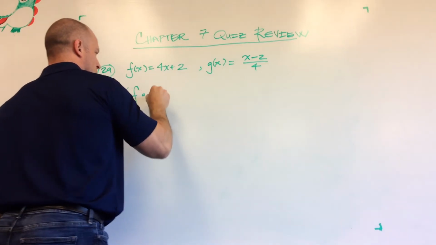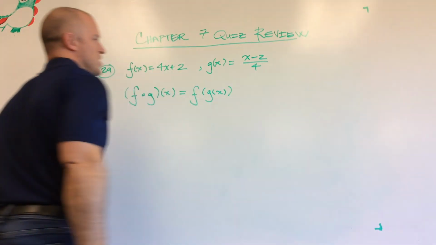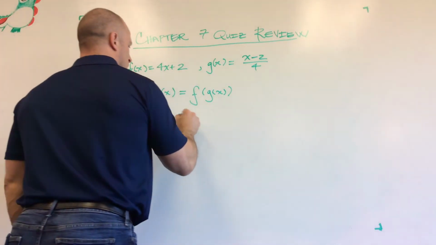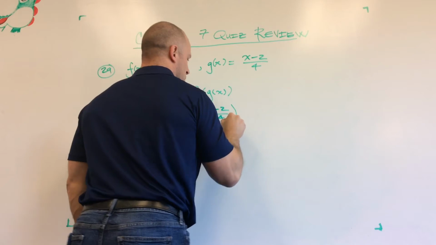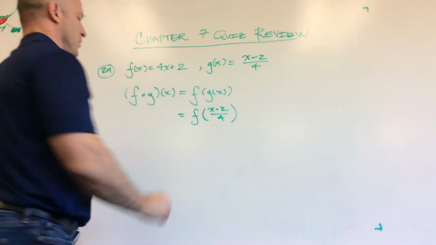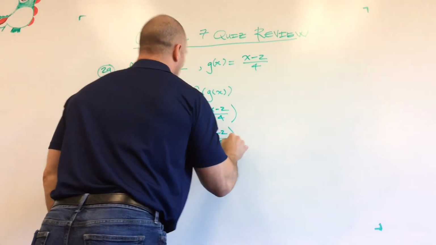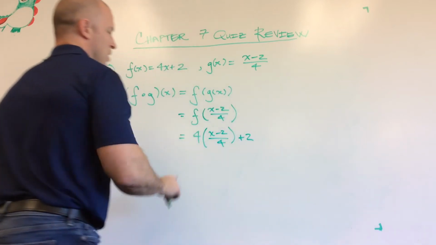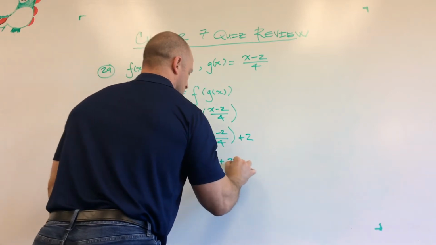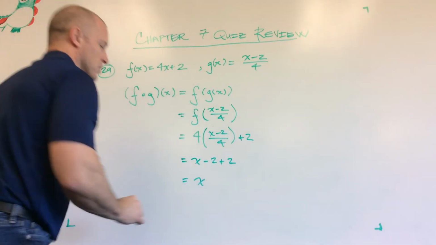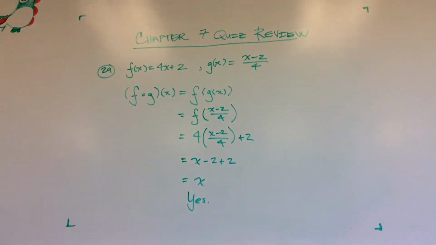F composed with g is the same as f with an input of the function g. That's just our definition of composition. So we have f where g of x, x minus 2 over 4, is our input. Now we apply the function f. So we have 4 times this new input, x minus 2 over 4, plus 2. As we simplify, the 4 here and the 4 there will cancel, leaving us with x minus 2 plus 2, or x. So here, clearly, the answer is yes. The functions are inverses of one another.